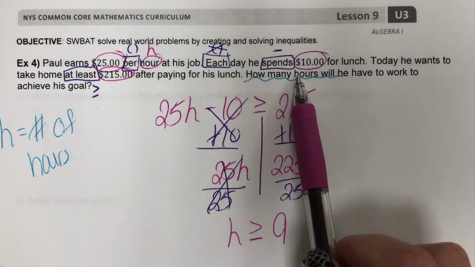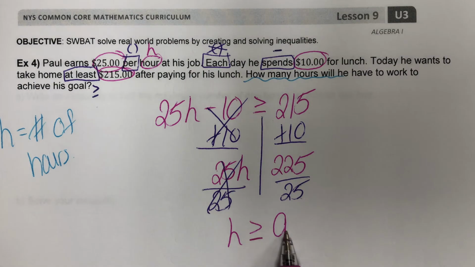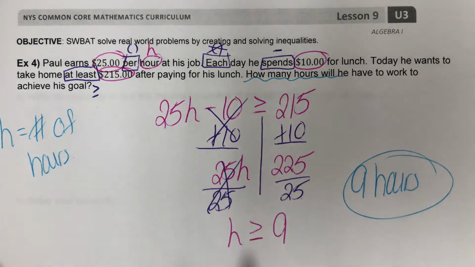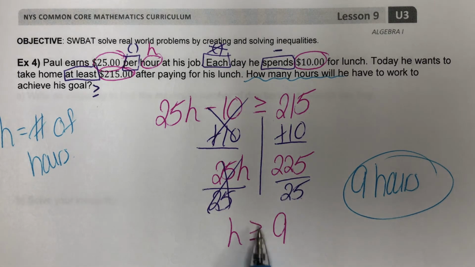Here we go. How many hours will he have to work? Well, can I work 9 hours? Yeah, that makes sense. So my final answer here will be 9 hours. All right, I know that H has to be greater than or equal to 9, but I can work 9 hours, so I don't have to go more. I can just stay at 9 hours.